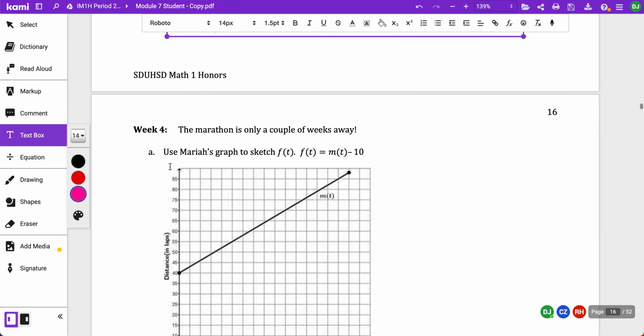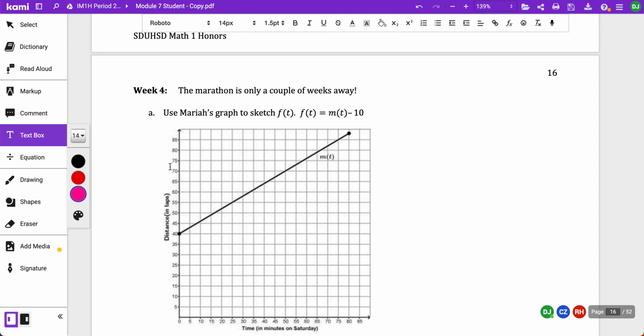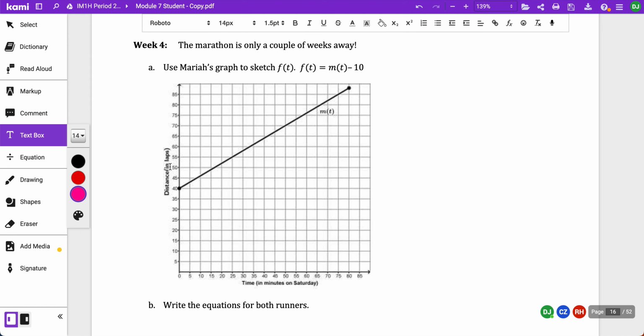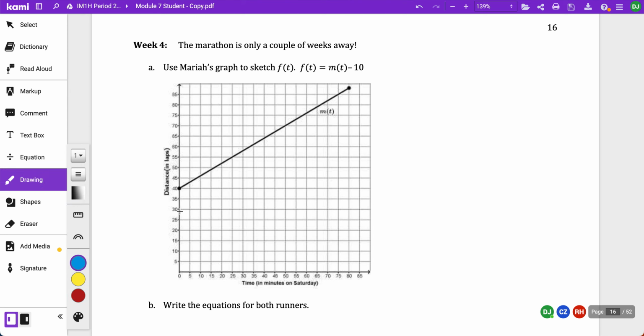So now what we're going to do, it says use Mariah's graph to sketch f of t. F of t is equal to m of t minus 10. So remember what this is saying is Fernando, the amount he ran is equal to Mariah, but his is 10 less. So instead of starting off at 40, Fernando started off at 30. If I look for another integer right here, we would go down 10 units. And then when I go ahead and draw this, I would draw this line, and this line would be parallel.